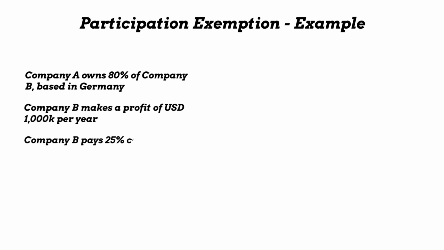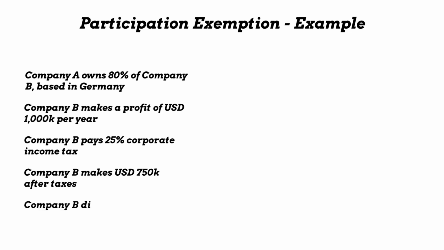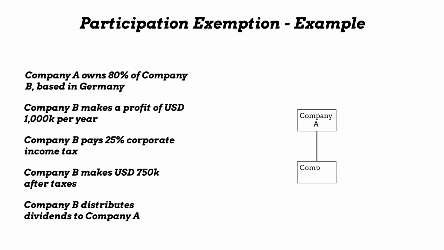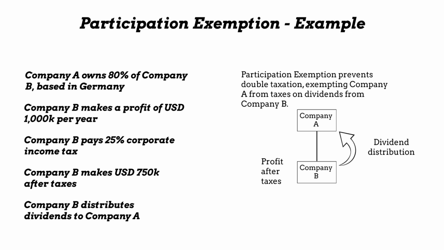Let's look at an example to illustrate the concept of participation exemption. Suppose Company A, based in the US, owns 80% of Company B, based in Germany. Company B generates a profit of $1 million and pays a 25% corporate tax, resulting in $750,000 after-tax profit. Company B then distributes this amount as dividends to Company A. Without participation exemption, Company A would also have to pay taxes on these dividends, resulting in double taxation. However, with participation exemption, Company A is exempt from paying taxes on the dividends received from Company B.